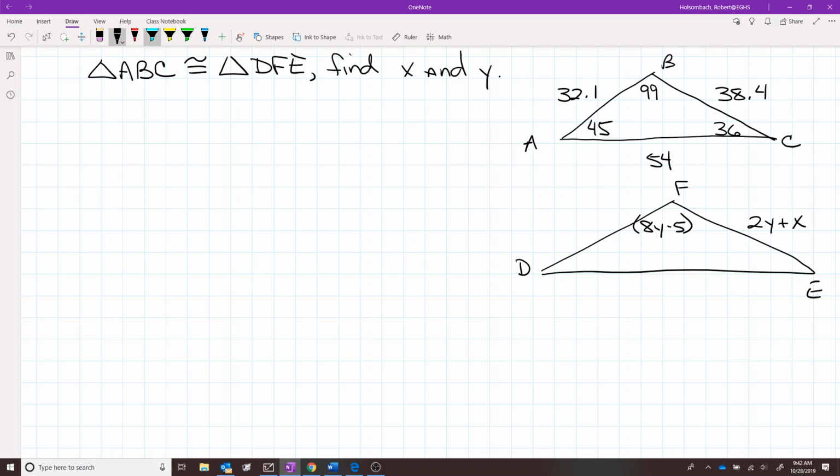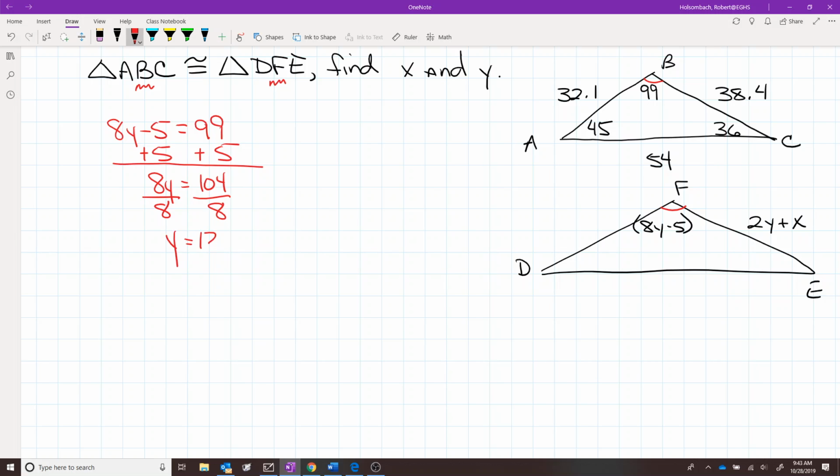So in this case, if you look at this congruent statement, this congruent statement says that angle B is congruent to angle F. Angle B is 99 degrees and angle F is 8y minus 5 degrees. So you can set your 8y minus 5 equal to 99 so that you can solve for y. So you'd add 5 to each side. Your 8y would equal 104. And then if you divide each side by 8, your y would equal 13.